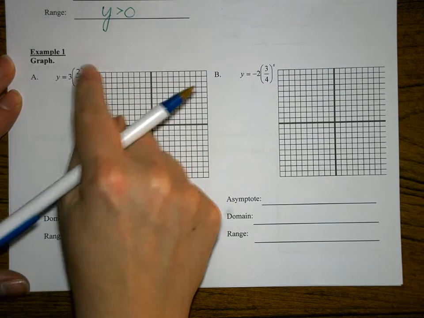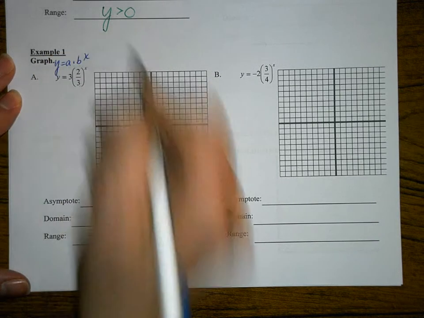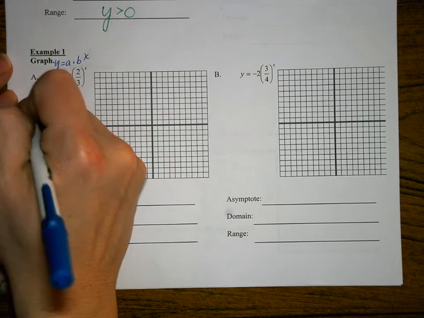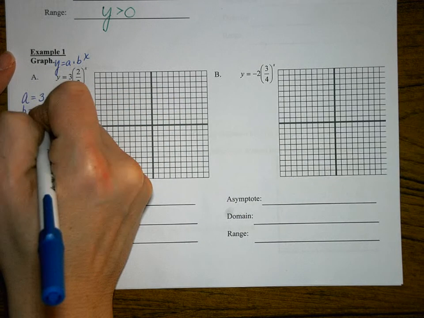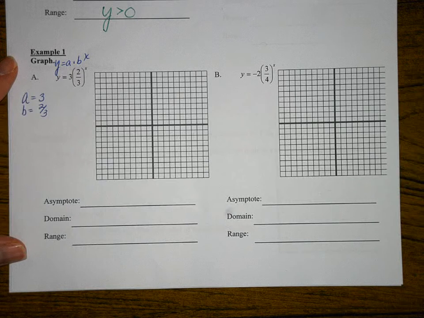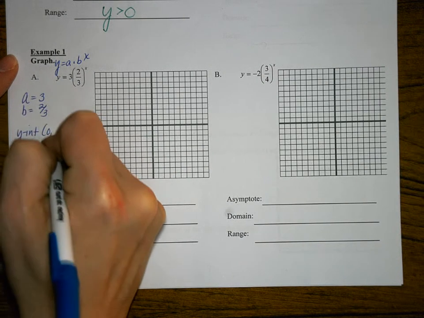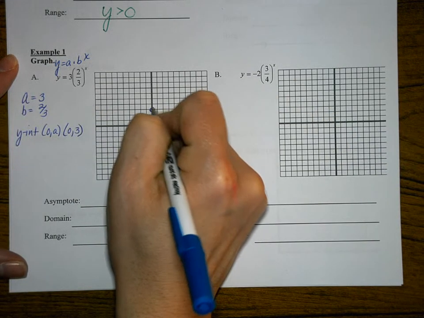Now remember, x is in the exponent, the form is always y is equal to a times b to the x power. All right, what's my a value? 3, and what's my b? 2/3, perfect. All right, where's my first point? Where is the first point that I'm looking for? All right, my y-intercept is always at 0a, so that's at 0, 3. All right, so I'm going to go up 3 and make my first point.